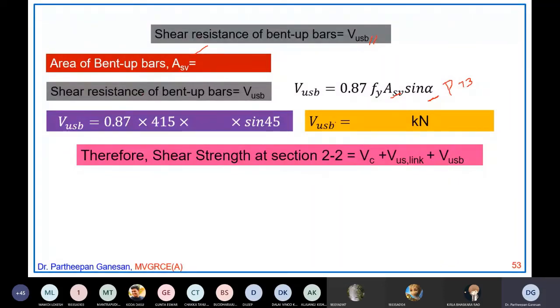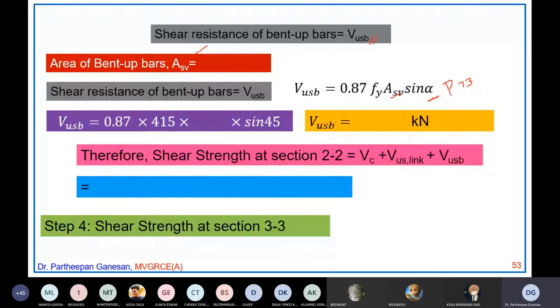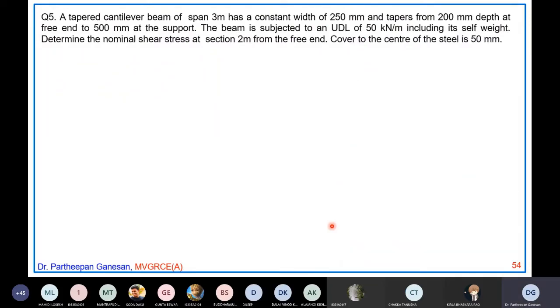You add all these things together and you will get this one. Similarly, shear strength at section 3-3, you do it yourself because it is the same as shear at section 1-1, except that the AST is not the same. AST is only 4 number of bars, whereas at section 1-1 there were 6 number of bars. So you find out here also how shear strength at section 3-3 will be only VC plus VUS link. Okay.